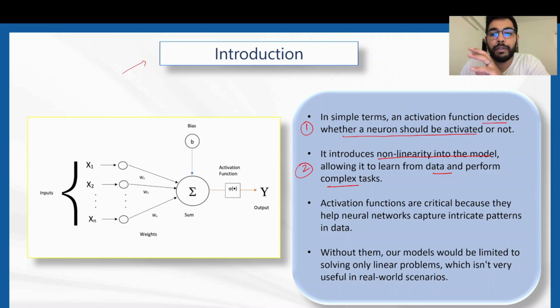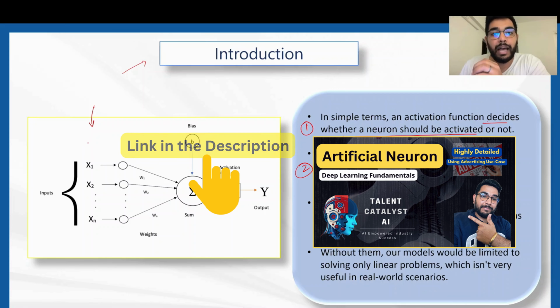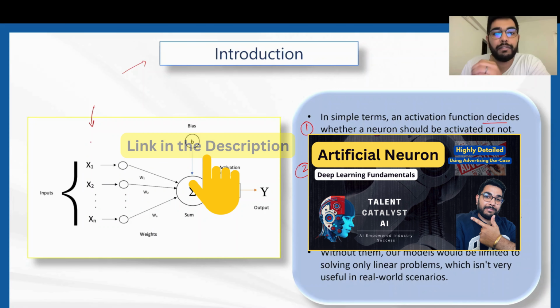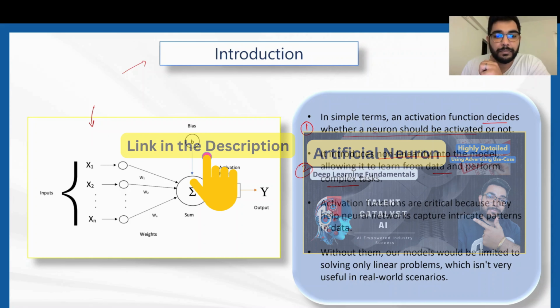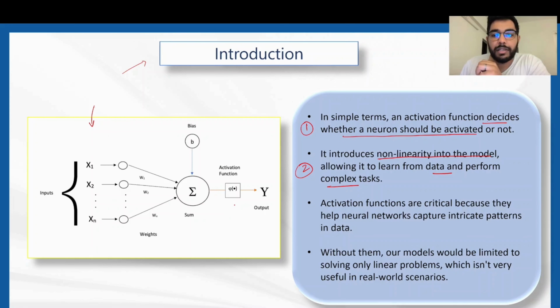Let's try to learn what we exactly mean by it decides whether the neuron should get activated or not. On the left hand side, we see the artificial neuron architecture, which is the most fundamental part of any neural network or deep neural network. To understand in depth about the architecture of a neuron, please refer to my video on neurons. So an activation function helps decide whether a neuron, that is this particular architecture, should get activated or not.